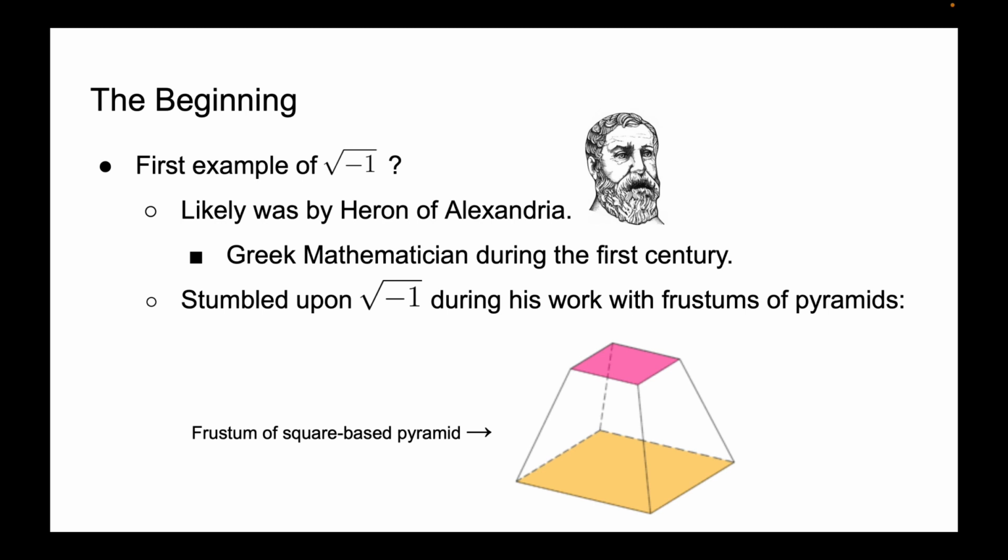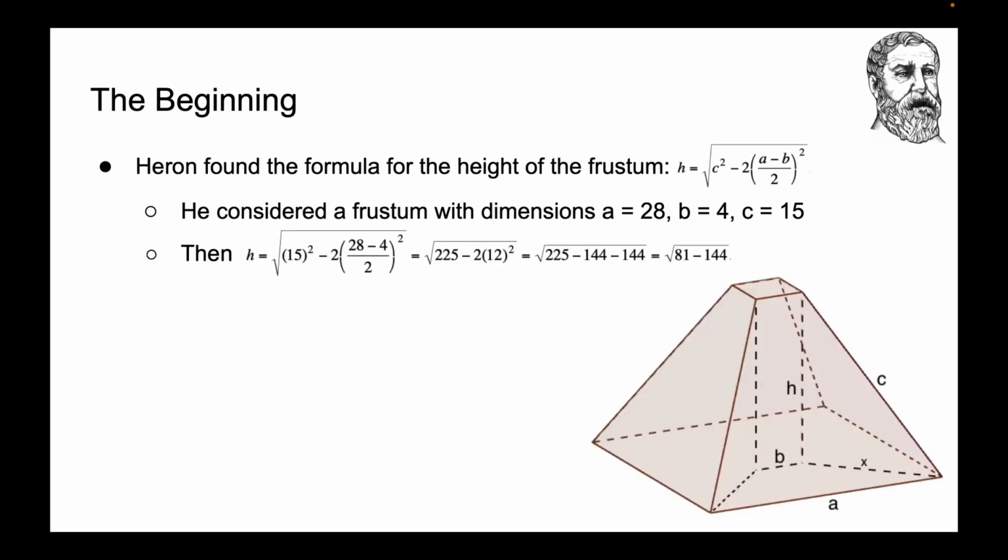You're probably wondering. Well, historians believe that Heron of Alexandria is likely the first person to have stumbled upon it, and he stumbled upon it during his work with frustums of pyramids, specifically square based pyramids. Now, one of the things Heron found was how to calculate the height of a frustum of a square based pyramid given only the length of the lower base, upper base, and slant.